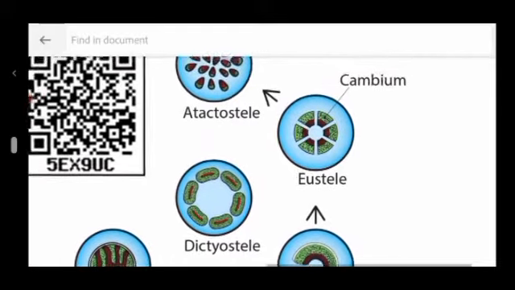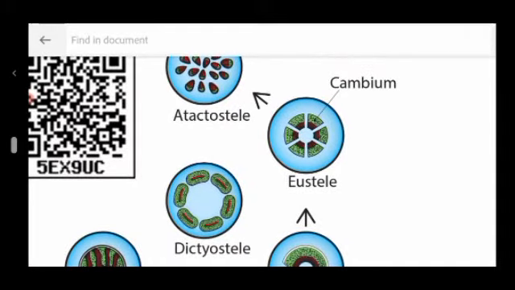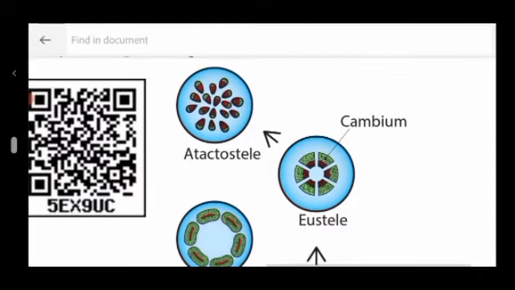In eustele, the stele is split into distinct collateral vascular bundles around the pith. Collateral means the xylem and phloem are arranged on the same radius. Here, the stele is split into many distinct vascular bundles around the pith. Example: dicot stem.